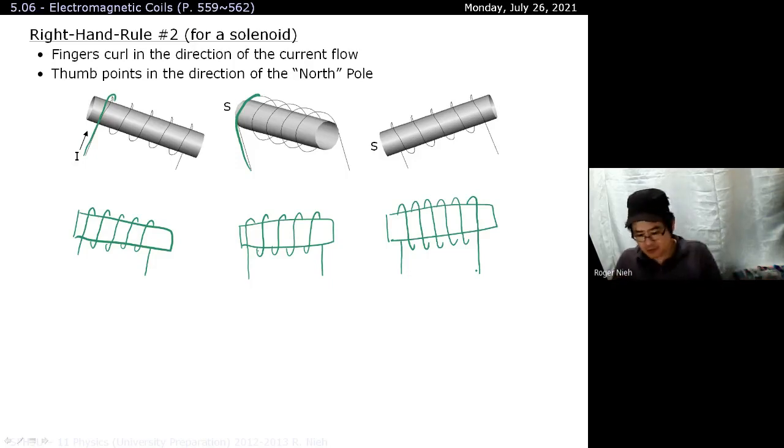Always got to clean up after you're done with a demo, and this is one of the messiest demos around. So I got iron filings everywhere. I hope it hasn't ruined anything down below.